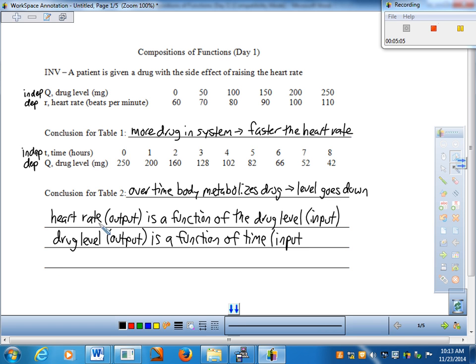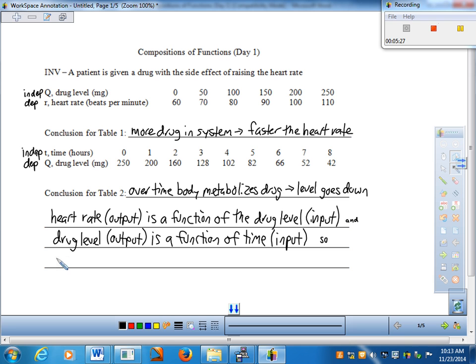So the heart rate is a function of the drug level. I'm just going to put a little "and" right there. And the drug level is a function of time. And so I'm going to put a little "so" right here. What can we conclude? Maybe you can tell by my inflection as I read it one more time what I'm looking for right here. If you can, great, write it in already. If not, just wait a sec on it.